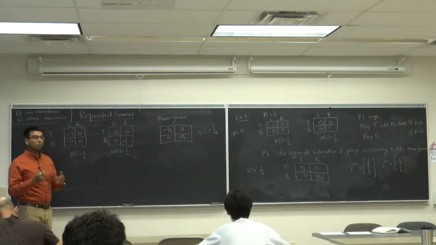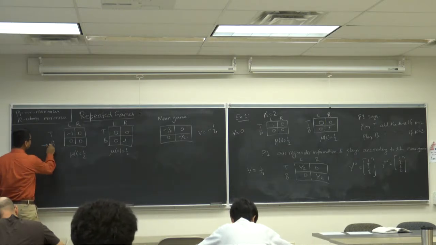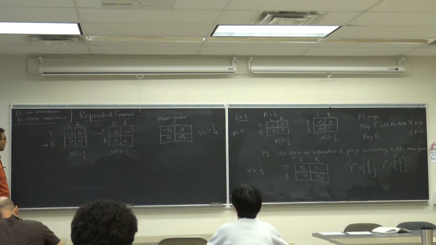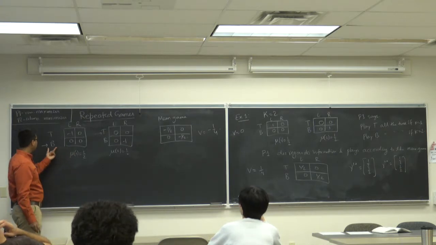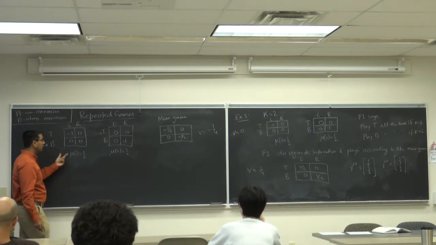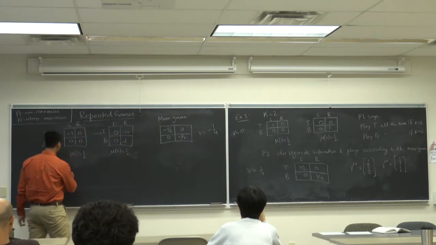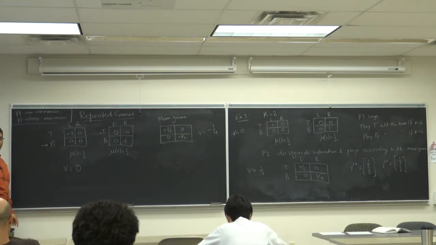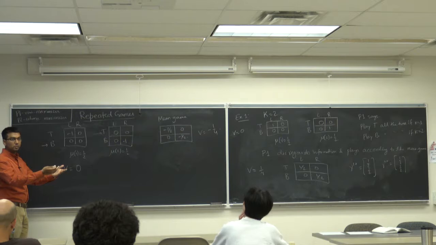Let's see if player one uses the information and says that, well, he's going to play B in this game and he's going to play T in this game. What's the payoff that he gets? If he's playing this game, he's going to play B all the time. If he's playing this game, he's going to play T all the time. Then the payoff, the value, is equal to 0. And in the process, player 1 has completely revealed which game, or what its information is, to player 2.